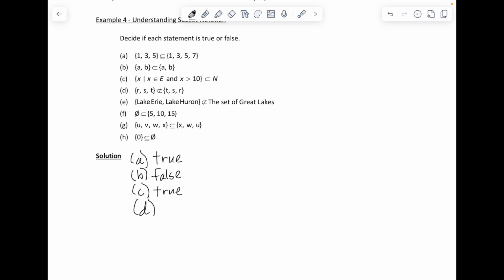Let's come down to D. What do we have here? This is saying the set RST is not a proper subset of the set TSR. Well, these two sets are actually identical. The elements are listed in a different order, but that doesn't matter. They contain the same elements, so these two sets are equal to each other. So this set is a subset of this set, but it's not a proper subset, right? So it's correct to say they're not proper subsets. So the statement here is true.